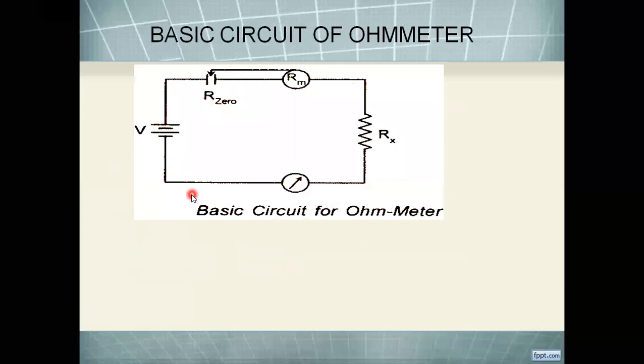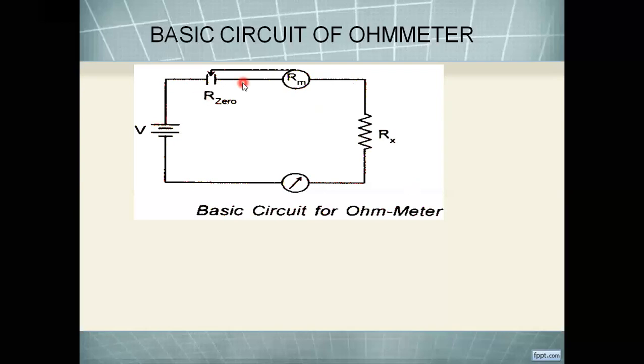A very simple series circuit you see here. There is a voltage source. There is some resistance called R0, and we have the meter resistance. This is a meter. Meter resistance is Rm. And Rx is the unknown resistor. Rx is what we call the unknown resistor. We are trying to measure the value of Rx.